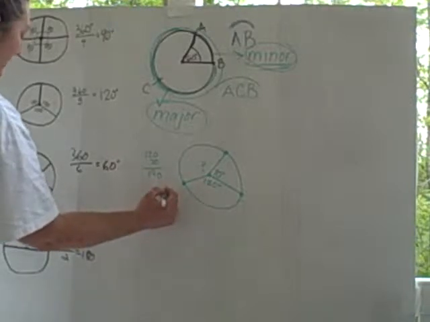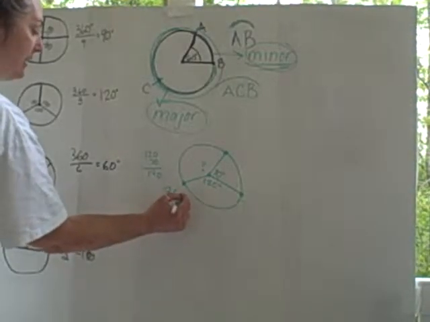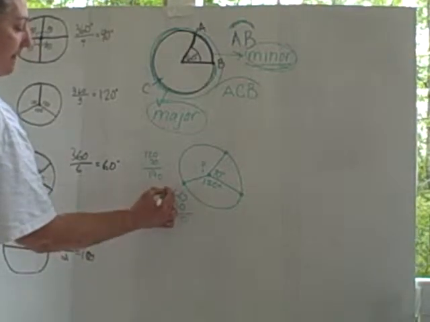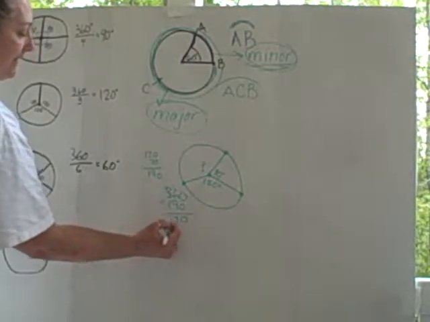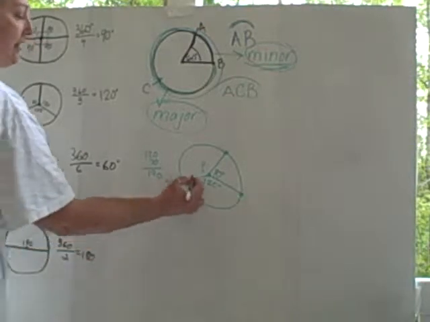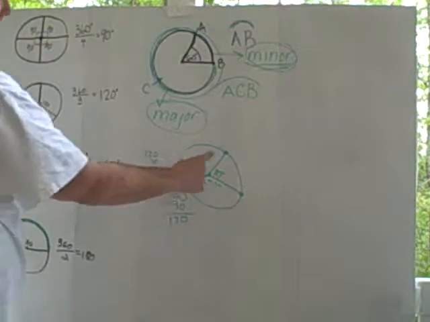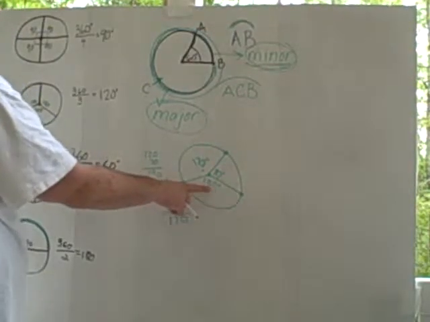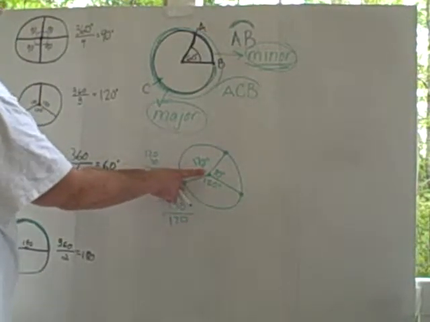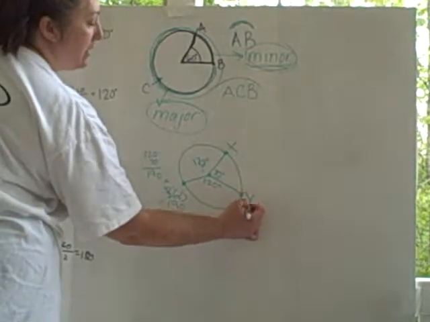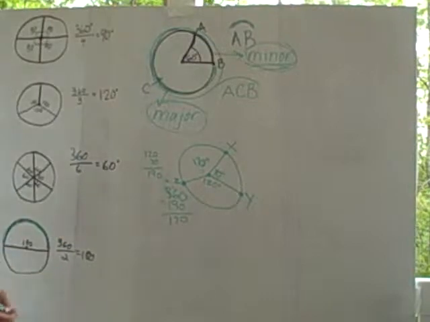And then I take 360, subtract 190 to get 170 degrees. Okay? So we have 3 angles, a 70-degree angle, a 120-degree angle, and a 170-degree angle. Let's put some letters X, Y, Z.